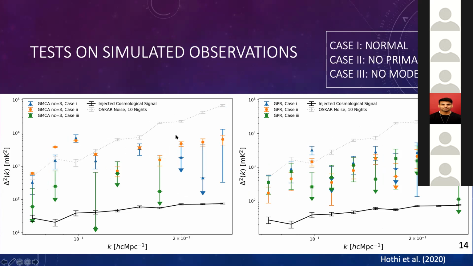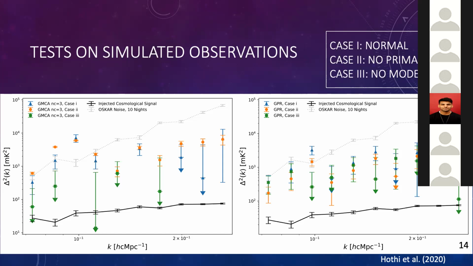So to reiterate, case 1 is just a normal observation. Case 2, no primary beam. Case 3, no mode mixing. And so we can see that three components fit the first case the best, and to give a direct comparison between the three results, we use three components for the other two cases. And we can see for case 1 and case 2, the case where we don't have any primary beam, there are some differences, but they perform pretty similarly, both for GMCA and GPR, which makes sense because we emulate what we do in observations, which is we cut our field of view to be within the primary beam.